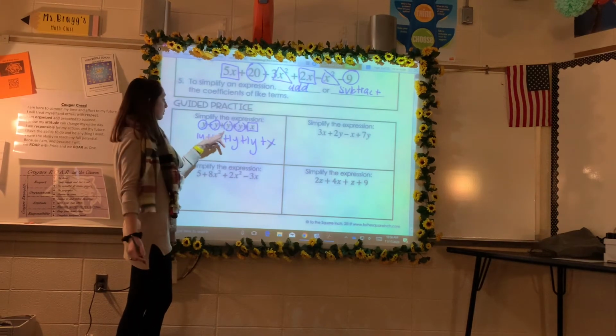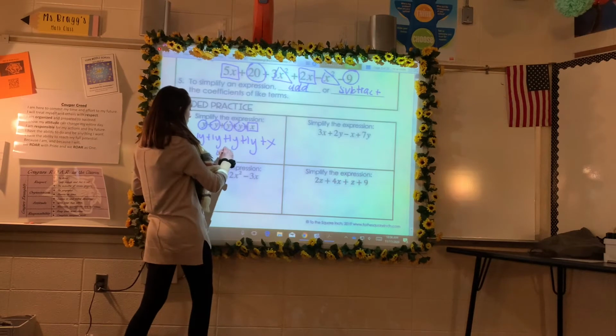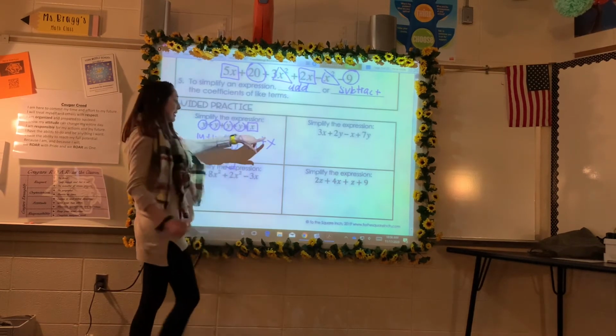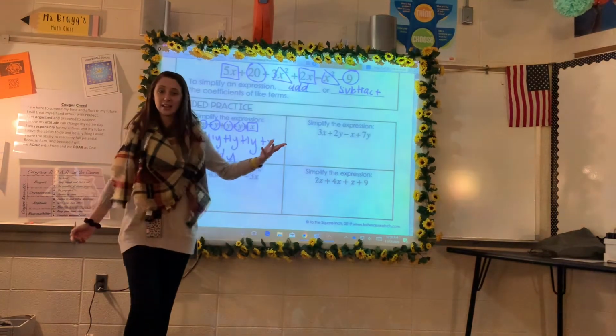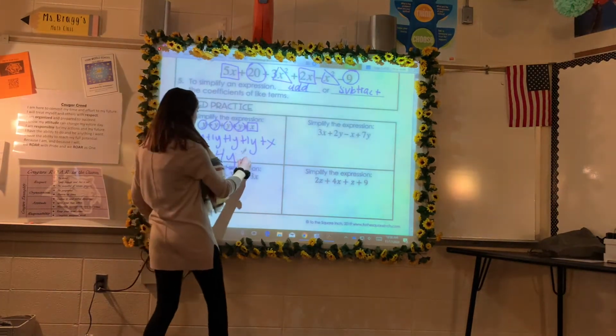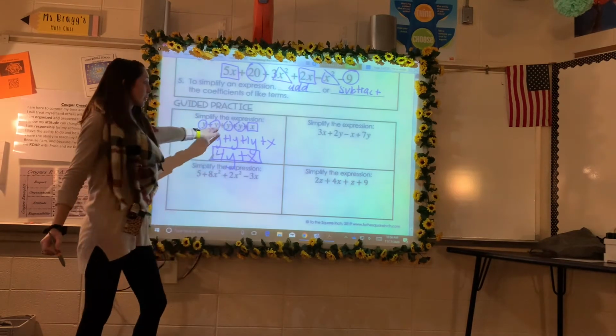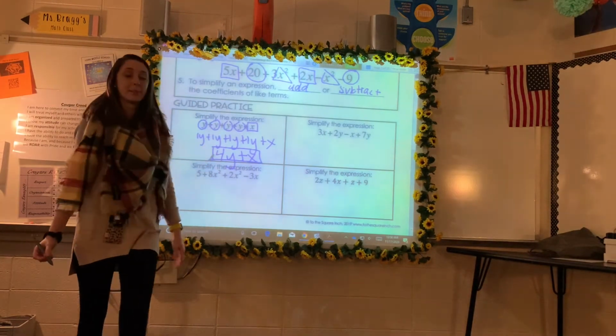So 1 plus 1 plus 1 plus 1 would give us 4. We have to then attach that variable, which is a y. And then does anything add with that x? There's nothing like it, so we just bring it down. So our simplified expression for this first one would be 4y plus x.